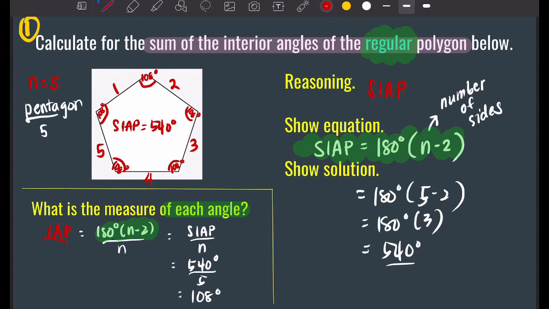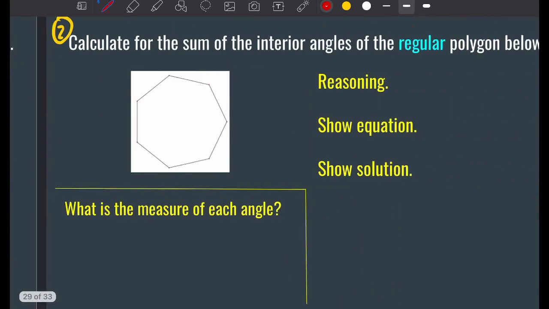Remember, we can use this because this particular pentagon is a regular polygon. This formula is for regular polygons only, because when you divide something, you divide it into equal parts. The only type of polygon that has equal angles and equal sides is a regular polygon. So let's go to number 2.